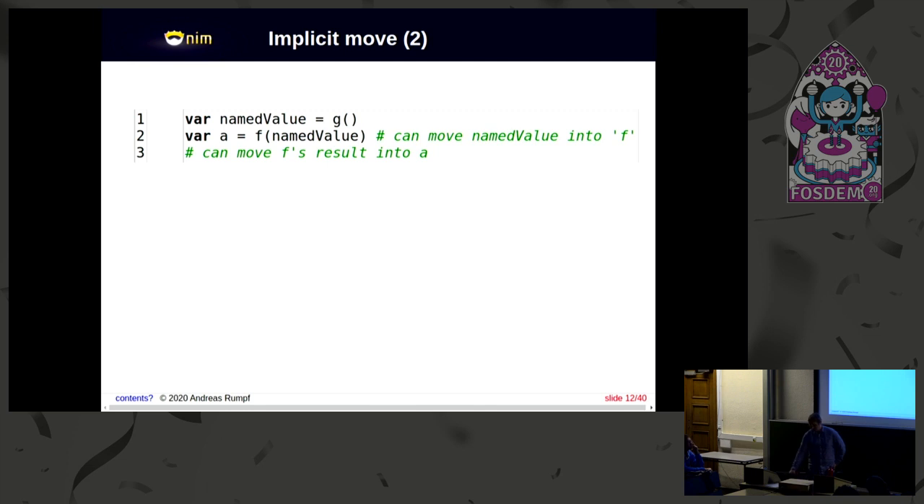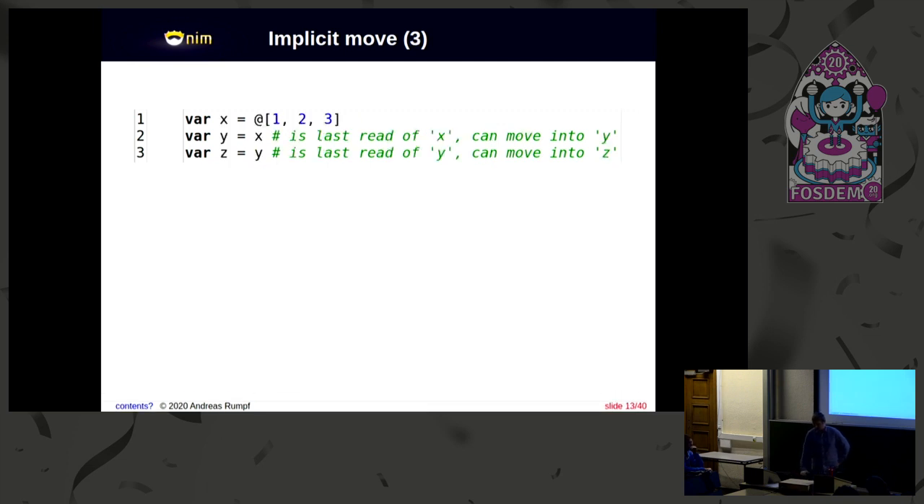And here's another example. So I have a list with 3 integers inside. And if I say y is x, then since x isn't used anymore, we can move. And likewise for the set equals y. And so this works for local variables.